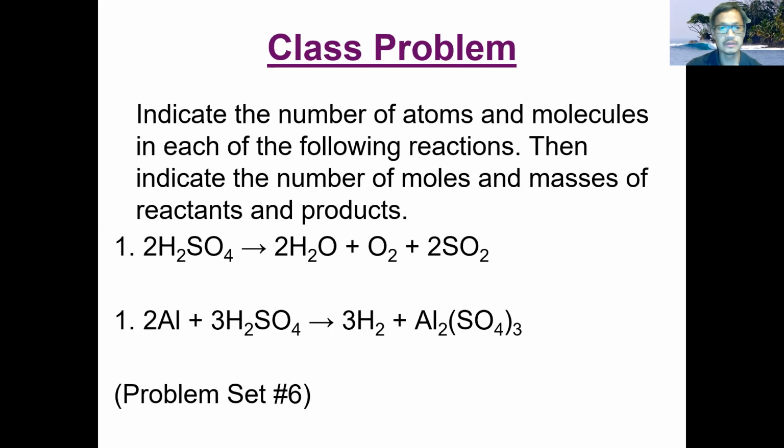What I'd like you to do is take these two balanced equations, and first of all, always check to make sure that the equations are balanced. But once you've checked that, interpret the two equations in terms of atoms and molecules. And then from there, also indicate the number of moles, and then determine and calculate the masses of the reactants and products. Take a few minutes to get this done, and then we'll work these out together when you get back.